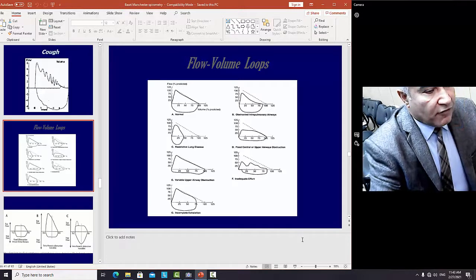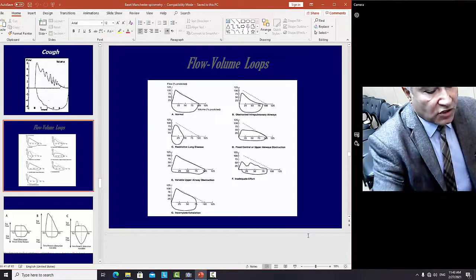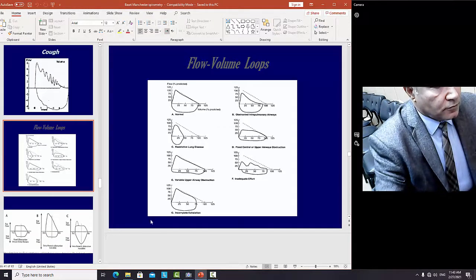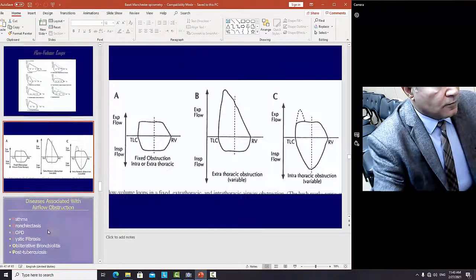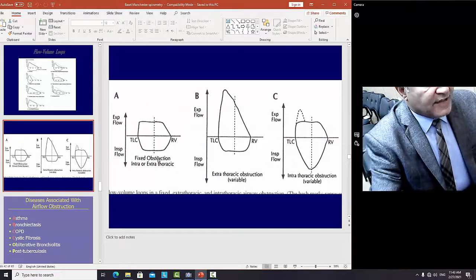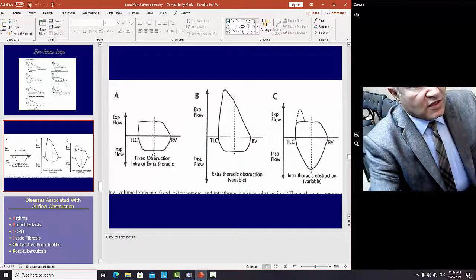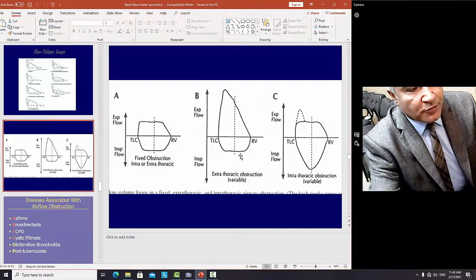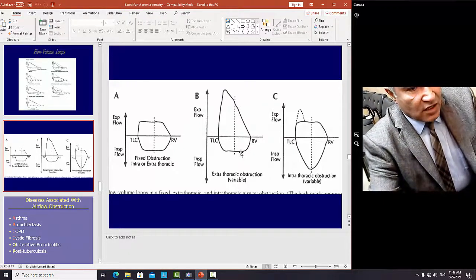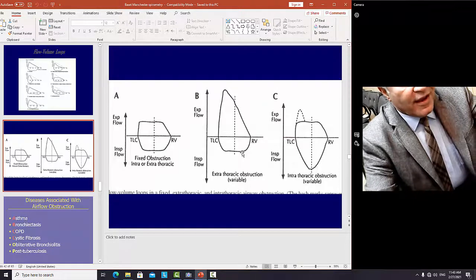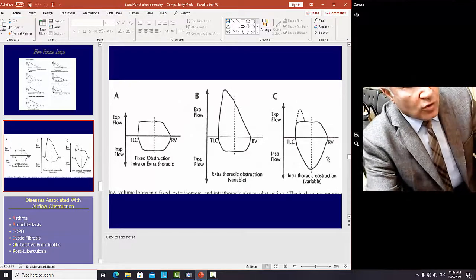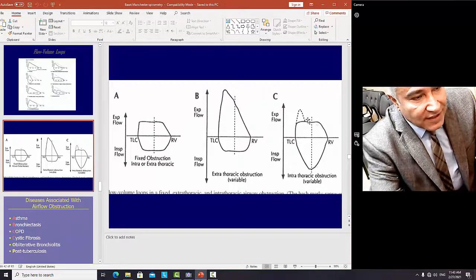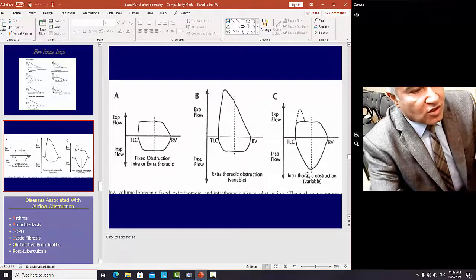This symbol is for diagnosis: intrathoracic obstruction, extrathoracic obstruction, or fixed obstruction. This one is fixed obstruction, intra and extrathoracic obstruction. This one, inspiratory limb. So where is the site of obstruction? Extrathoracic, thyroid swelling or other swelling outside the thoracic inlet. This one is the inspiratory limb and this one is the expiratory limb. So what does it mean? Intrathoracic obstruction.